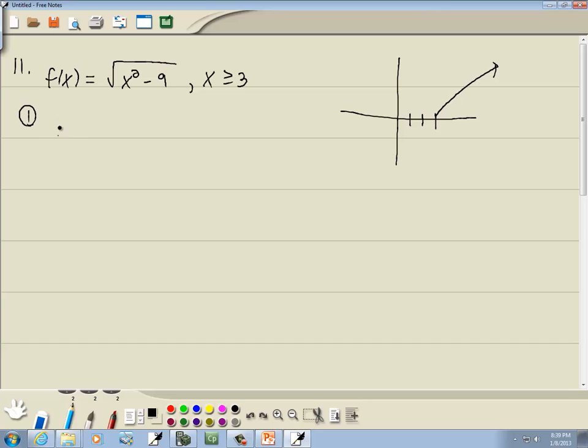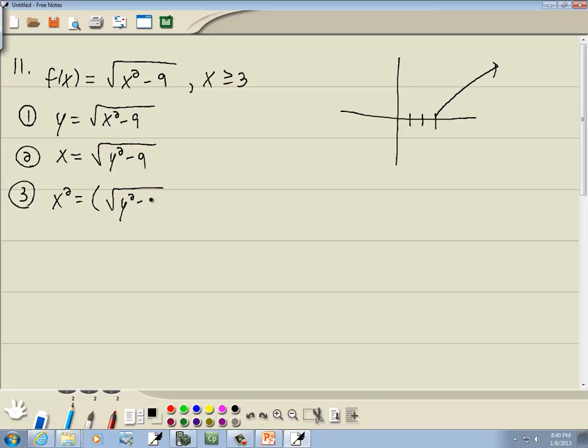First step, replace your f of x with your y. Step 2, interchange x and y. So we've got x is equal to the square root of y squared minus 9. Step 3, solve for y. So this is a square root again. So we've got the square root by itself, so we'll take both sides to the second power.